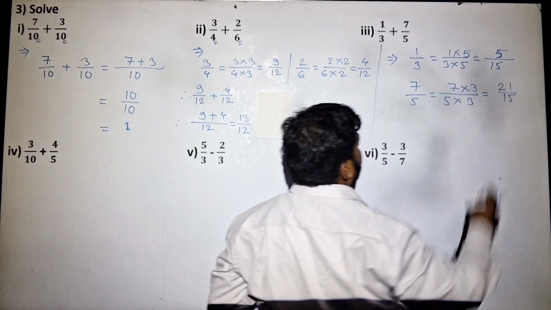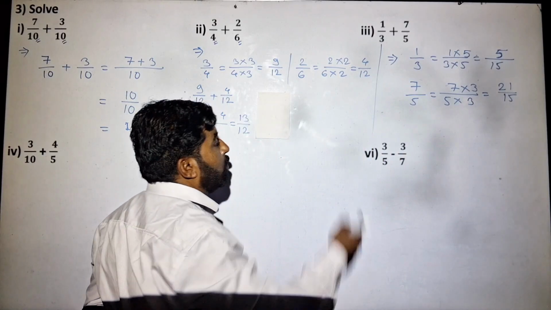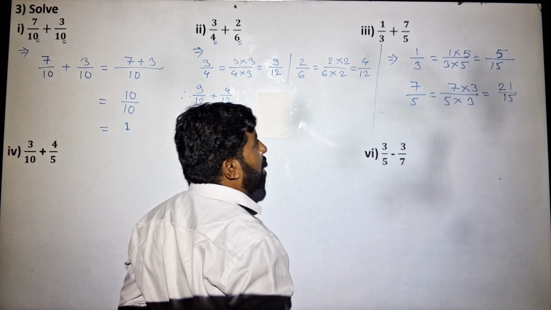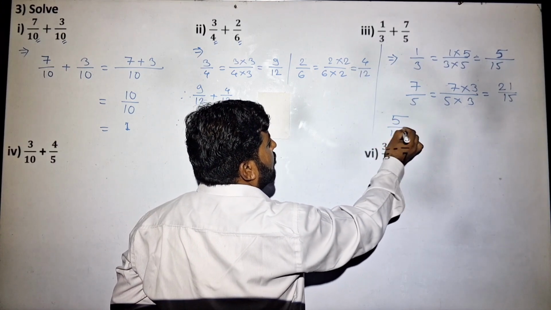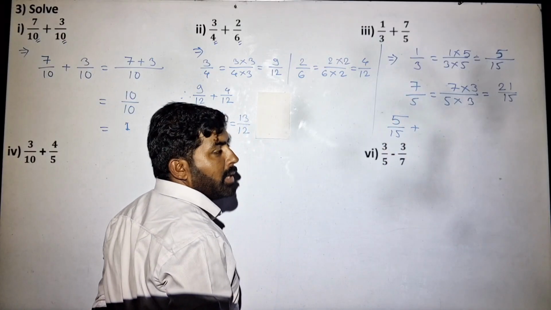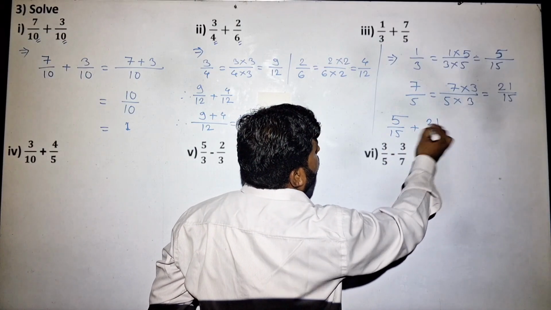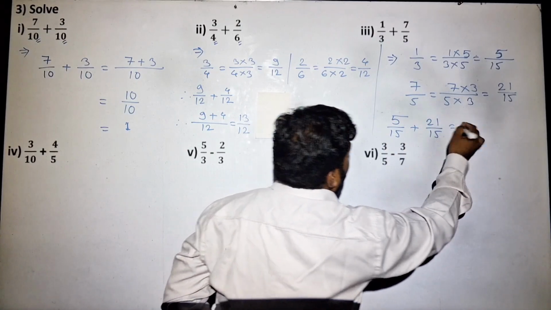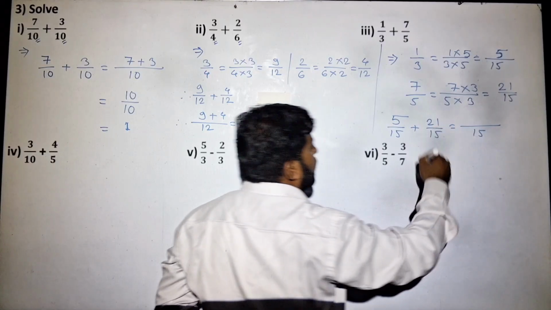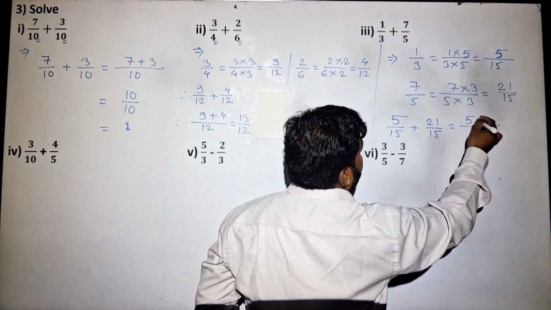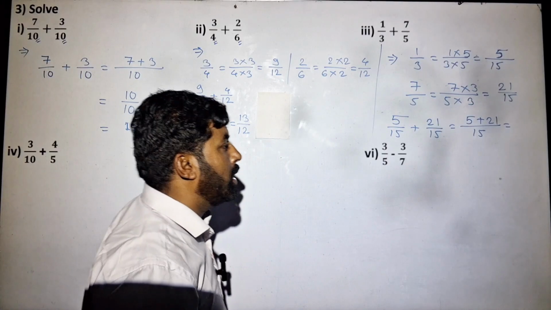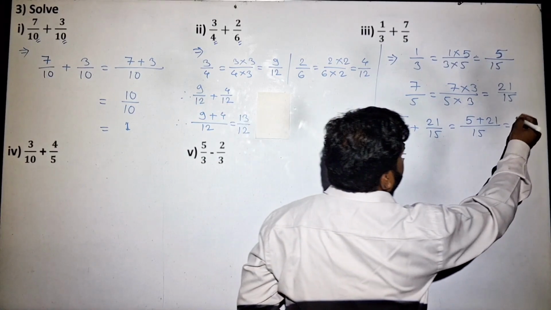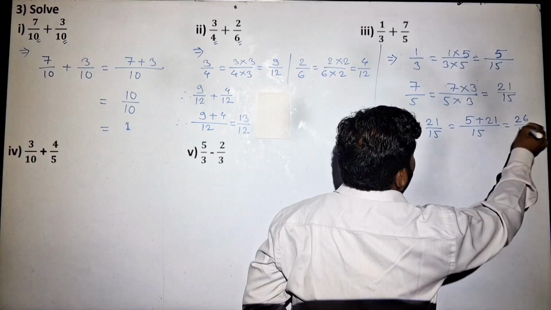Here the denominators are the same. Therefore, we can easily add both the fractions 1 by 3 and 7 by 5. 1 by 3 means 5 by 15, both are equivalent. And 7 by 5 means 21 by 15, both are equivalent. Yes, here the denominator 15 is the same. We are adding the numerators 5 plus 21. What is the answer? Sir, 5 plus 21 is 26 by 15 is our answer.